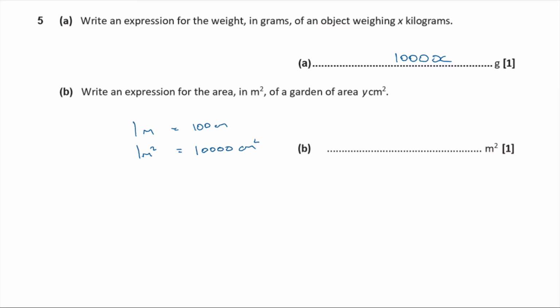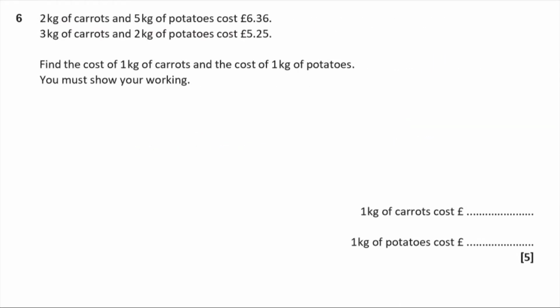100 times 100. So that means if I want to convert y centimeters squared into meters squared, I'm going to have to divide through by that bigger number. So it's going to be y over 10,000. Okay? Question 6. 2 kilograms of carrots and 5 kilograms of potatoes cost £6.36.